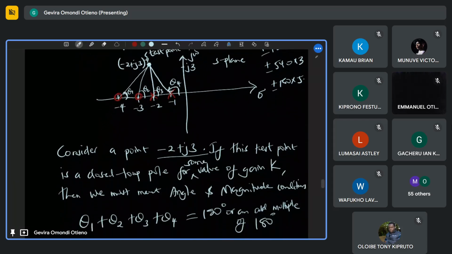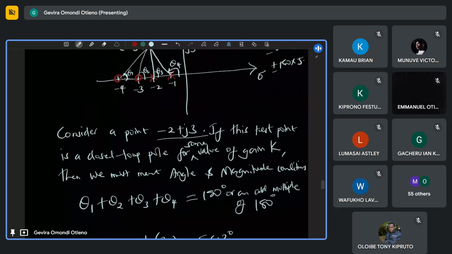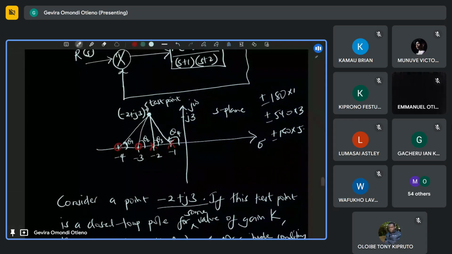That is the rule. Now, I also said at this point that once you find that the angle condition is not met, there's no need to test for the magnitude condition, because it is the angle condition that must be met before you then move to the magnitude condition to get the gain. The essence of the gain or the magnitude condition is to give you the gain K.